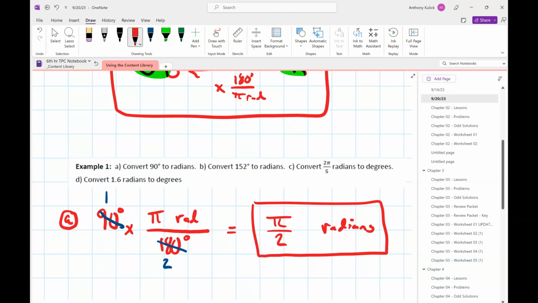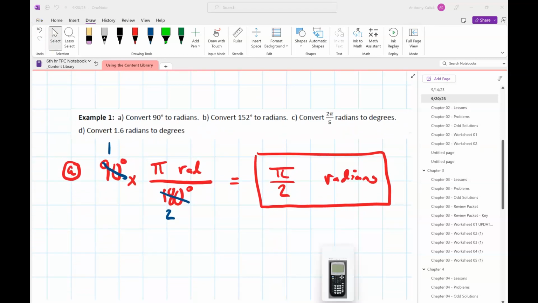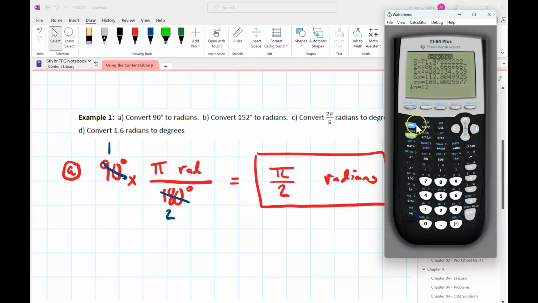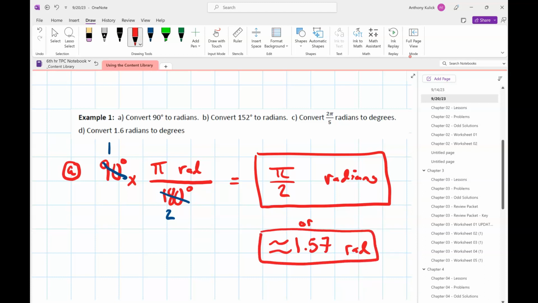We okay on that? That's our answer. Very quick, right? No big deal. Now keep in mind, we could also represent this as a decimal, right? So like 1.57. Why do you suppose we prefer the one in terms of pi as opposed to the decimal?